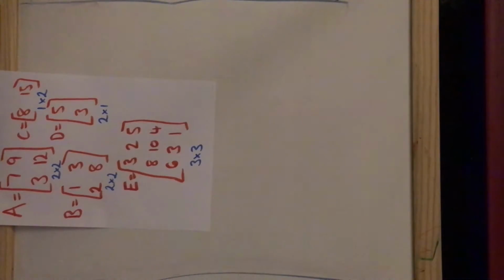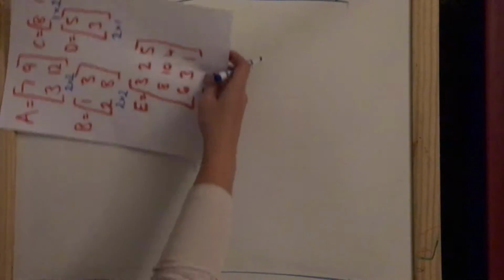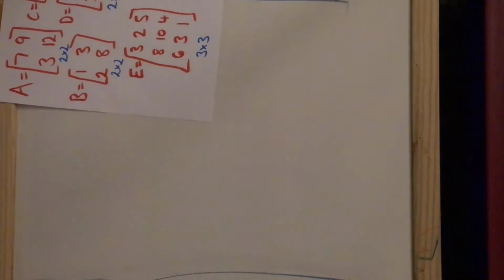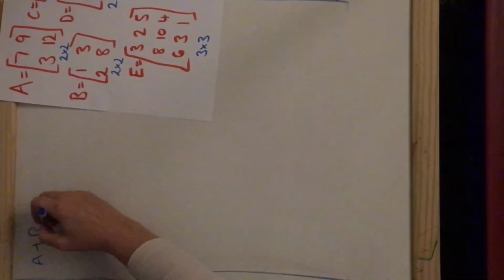So what I'm going to show you is how to add and subtract very quickly, and then I'm going to go into multiplication, which gets a little bit more complex than addition. So very quickly I'm just going to show you how we would add A and B. So A plus B.